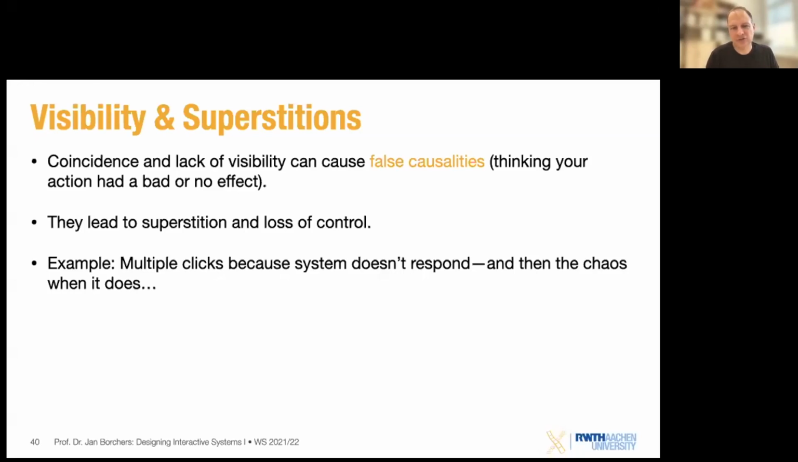And as a computer scientist, you're like, yeah, I know that's not probably what's going on. But for them, that was the cause and effect because they don't have enough visibility in the system that's clearly telling them what's wrong with one system and what the other system is triggering. These things can easily lead to superstition and false causalities, and it's ultimately loss of control and a loss of feeling that I'm in control of the technology around me.